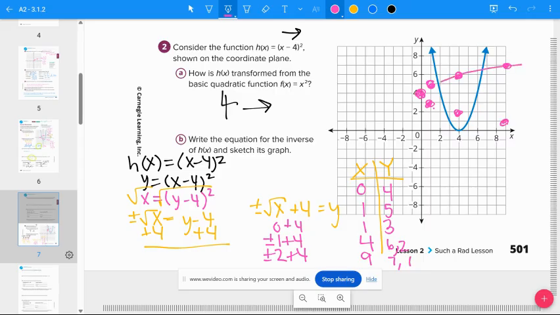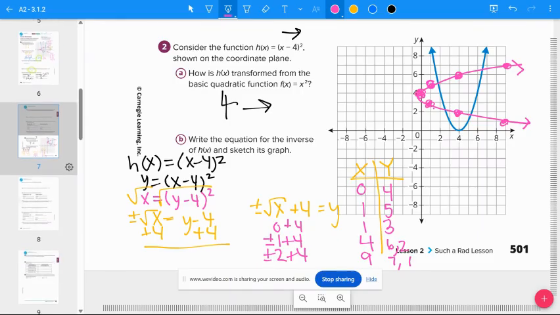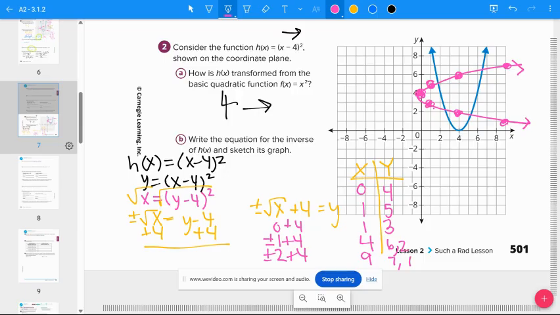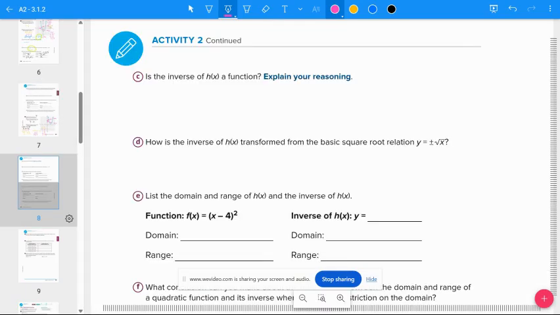So again, what do you notice happens? From the parent function, we ended up shifting our vertex up 4. So when we go to the right, we're shifting up. When we go to the left, we're shifting down. Down and left go together, just like that's where all of our negatives live on our coordinate plane. Right and up go with each other because that's where all of our positives live.